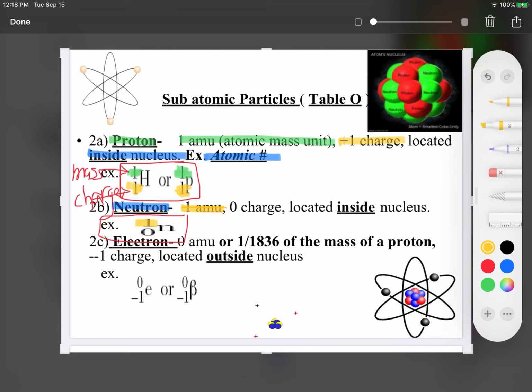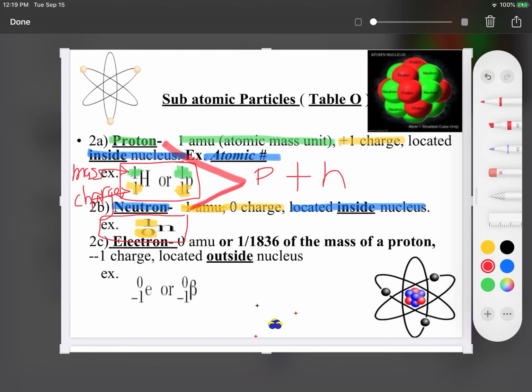So you don't need to memorize that on Table O. The bottom number is the charge. The charge here, this time for a neutron, is 0, because the word neutral means simply 0 charge. Again, the only thing you need to memorize, guys, is where it's located. It's located inside the nucleus. So again, which 2 particles make up the nucleus? Well, the protons plus the neutrons make up the nucleus. So remember, protons and neutrons are inside the nucleus.